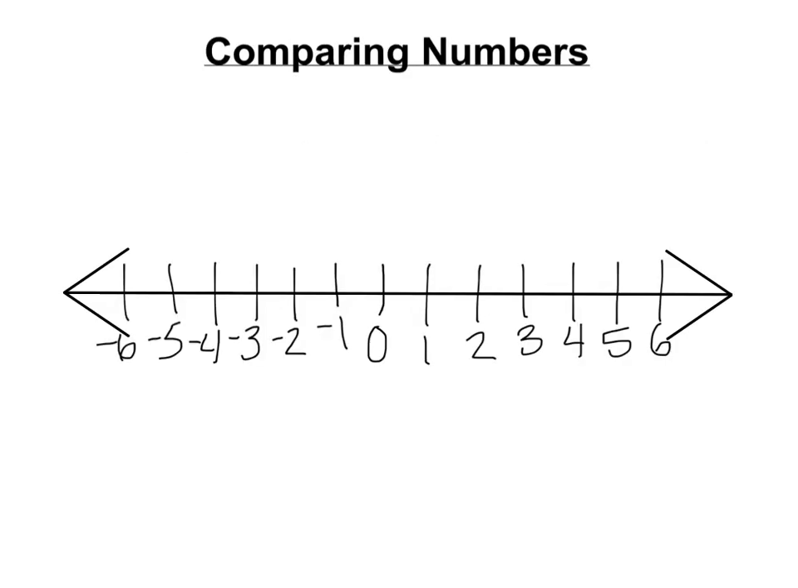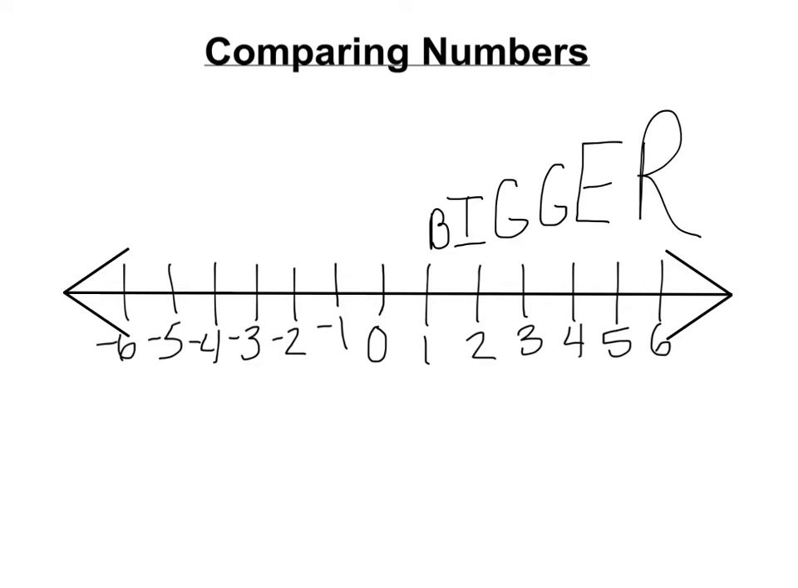We can use a number line to help us compare numbers. We already know the further we go to the right, the bigger my number gets. And so as I move to the left, the smaller my number gets. So as we can see, all negative numbers will be smaller than all positive numbers.